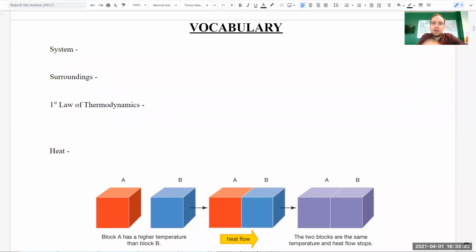Unit 11 is all about energy of reactions. How is energy consumed? How is energy released? How is the change of energy? Everything you want to know about energy and probably a whole lot more. So first, as we begin Unit 11, let's talk about the vocabulary.